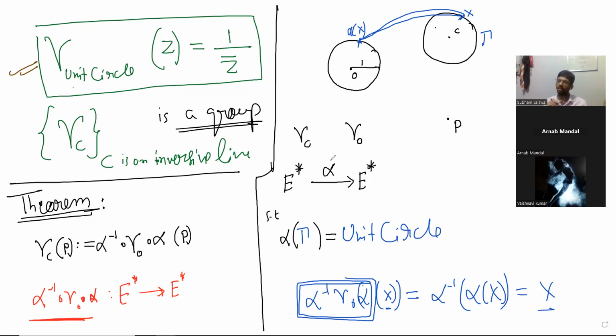What is gamma naught doing here? Gamma naught you interpret from here. Gamma naught is an inversion about the unit circle, so gamma naught is gamma unit circle. So it will fix the unit circle. Gamma naught is a function from E star to E star, and it fixes the unit circle, meaning that the image of the unit circle will be the unit circle. Every point will be on that point.